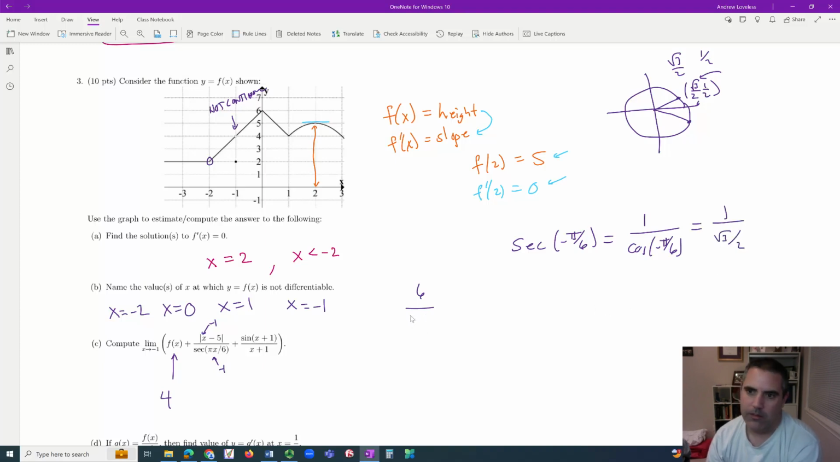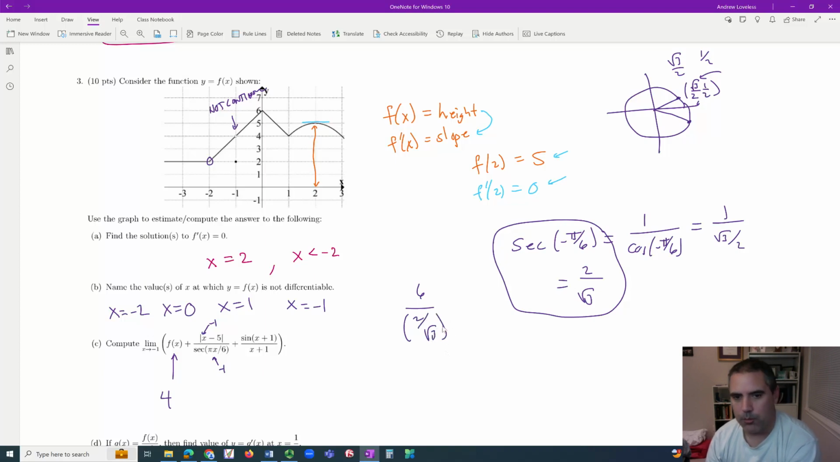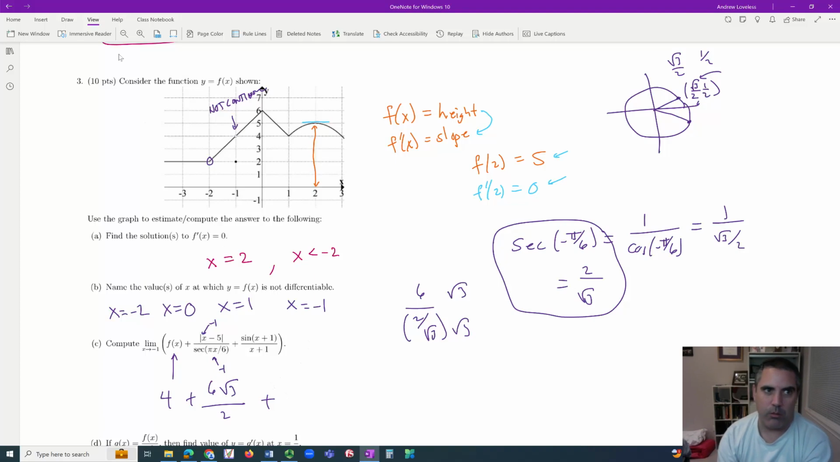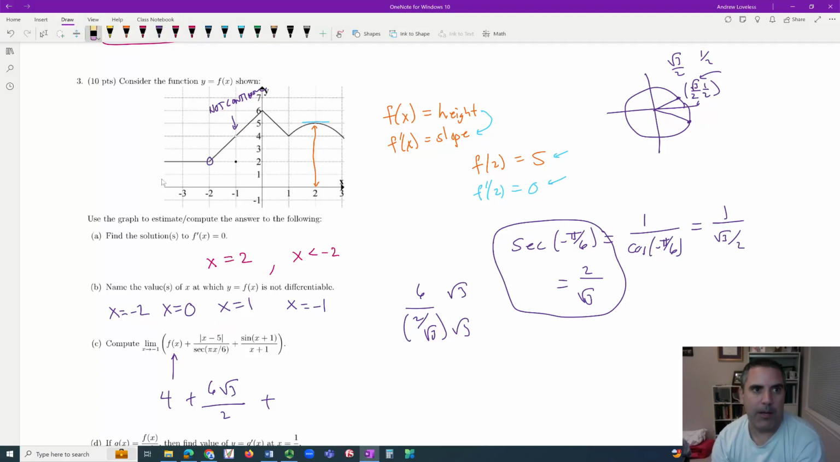So what am I saying? I'm saying this is 2 over the square root of 3. And I'd multiply top and bottom by square root of 3 because I hate having fractions inside of fractions. And so this would be 6 square root of 3 over 2, which would be 3 root 3. So that one I could just plug in. I was partially testing students on whether they could compute. And I think they were mad at me about it.